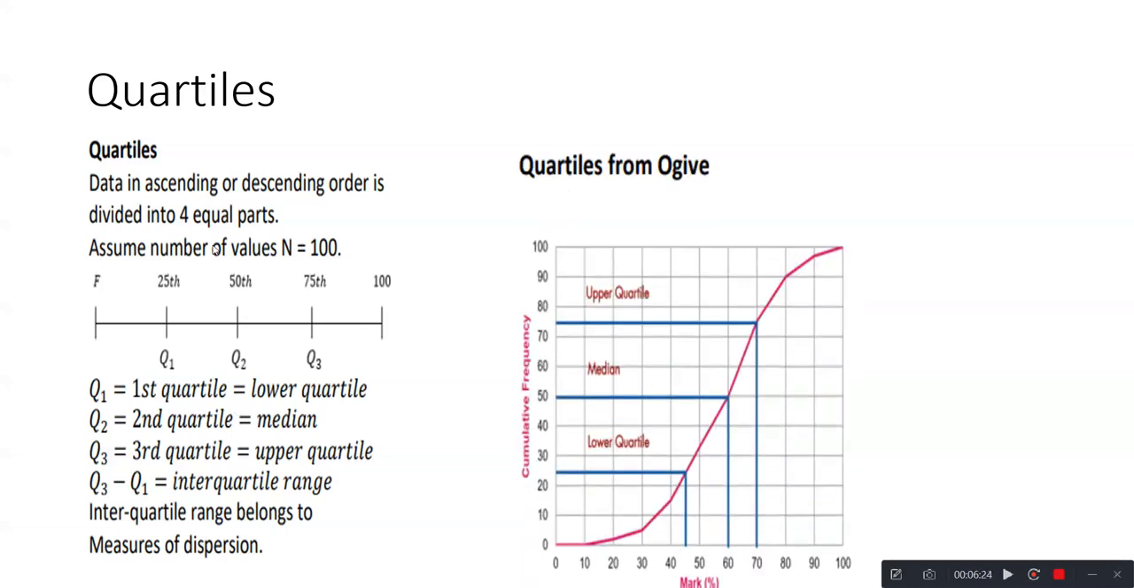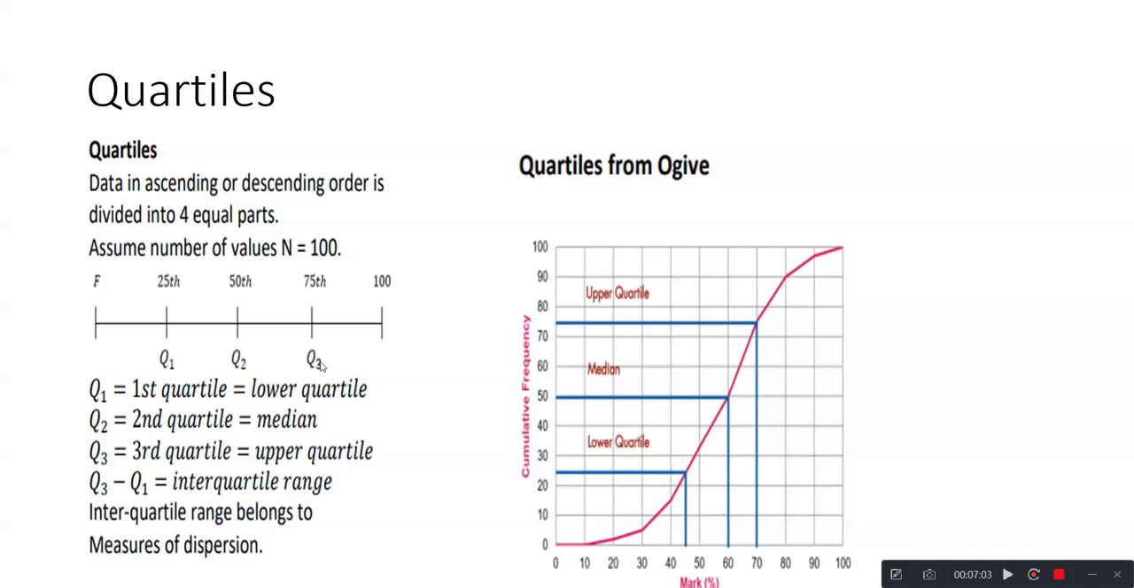The quartiles are divided into four. You have your data organized in ascending or descending order, and you have organized it into four equal portions. So those four equal portions you have from 0 to the 25th, that will give you the first quartile value. Then the second one, Q2, would give you the second quartile, and this is usually equivalent to the median.